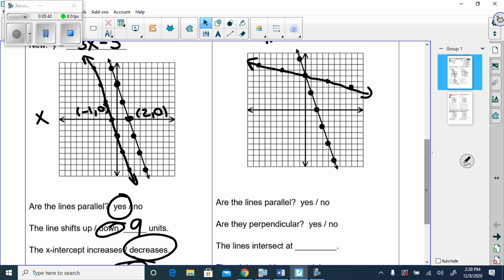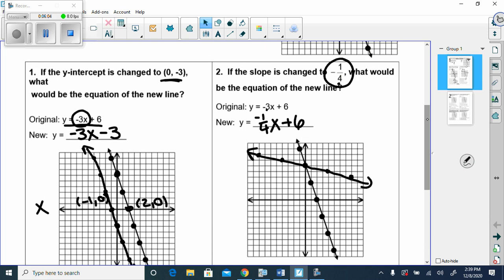Are these lines parallel? Are they perpendicular? What makes them perpendicular? What did we say at the beginning? So Elijah asked if 2 and negative 2 were perpendicular, and they weren't, right? The slopes have to be the exact opposites. Okay, so our slopes here were negative 3, or negative 3 over 1, and negative 1 over 4. Are those exact opposites of each other?